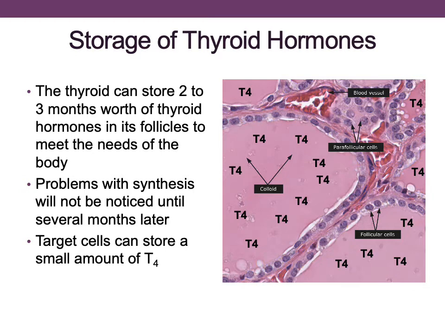Storage of thyroid hormones. The thyroid gland can store 2 to 3 months worth of thyroid hormones in its follicles to meet the needs of the body. If there's problems with synthesis of thyroid hormones, such as maybe there's a deficiency of iodine, or if there's inflammation of the thyroid follicle cells, there won't be a noticeable difference in the amount of thyroid hormone until months later because of this ability of the thyroid gland to store it. Also, target cells can store a bit of the T4 hormone in their cells as well.